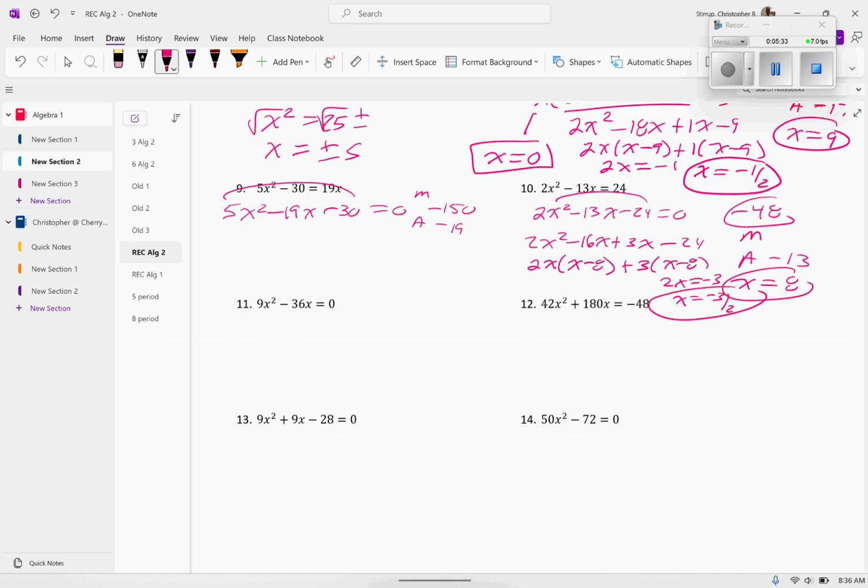We're going to skip down a little bit. This one's fine to do. I'm not going to worry about this one. This is going to factor down to give me 9x and x minus 4. So this gives me x equals 0, and this gives me x equals 4.